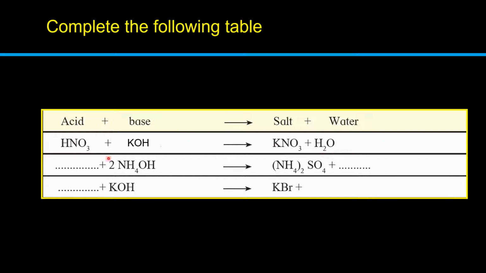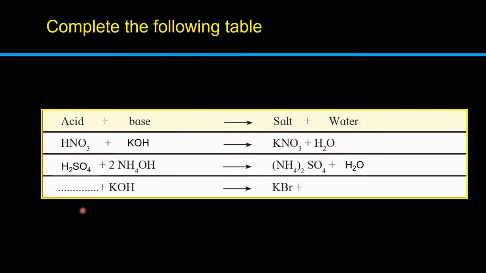In the second column, our acid is empty, but we have ammonium hydroxide as the base. So if you look at the salt, can you identify the acid? Yes, it is sulfuric acid. So the result is, we can see it is ammonium sulfate and then water as a product.